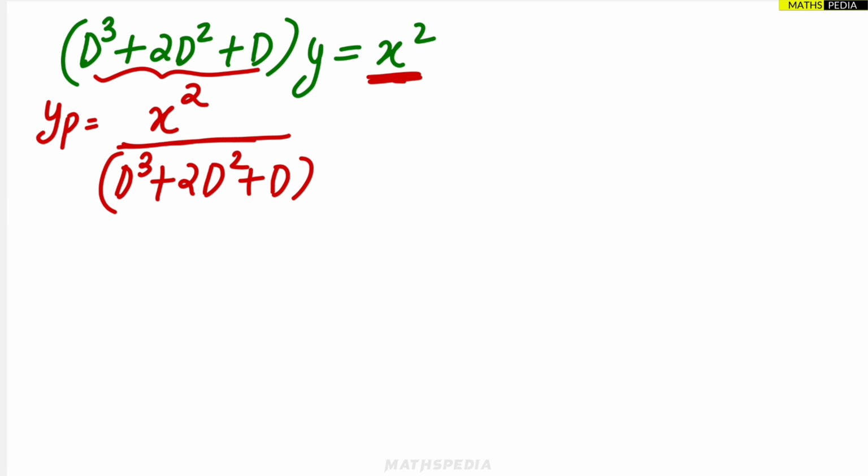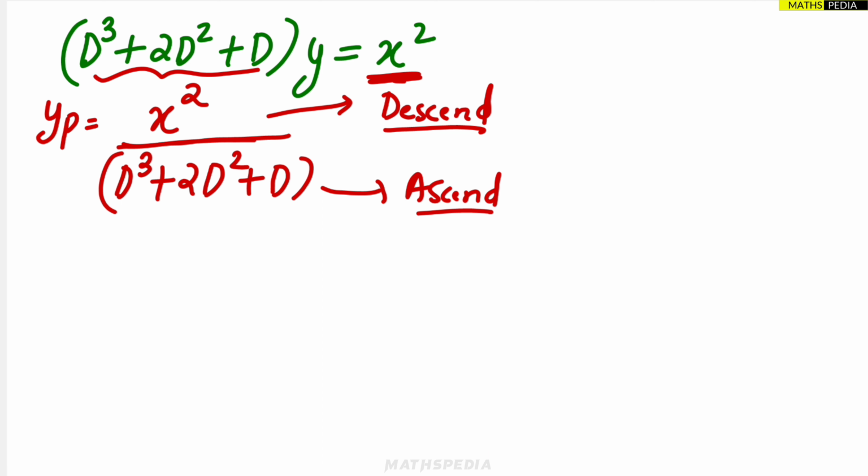But be careful, always remember the numerator part should be in descending powers. Denominator part should be in ascending powers. So numerator part descending powers, that means it should be from big to small, and denominator part should be in ascending order. Ascending powers. Okay, this you can rewrite x square, it is a single term, so no need to bother about that thing. But denominator, there are three terms, so write it in ascending order.